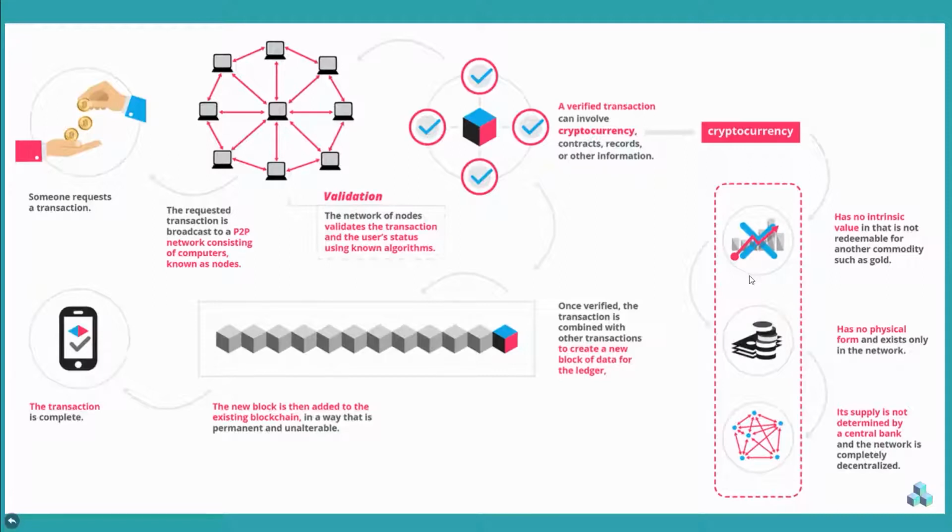It is a decentralized currency. It is shown on your computer or a mobile or a wallet. It does not have a physical form. It is not a physical coin as such, and its supply is not determined by a central bank. That means the network is completely decentralized. So no bank can actually set a limit to how many cryptocurrencies can be given out at a certain point of time. It is all done by an algorithm.